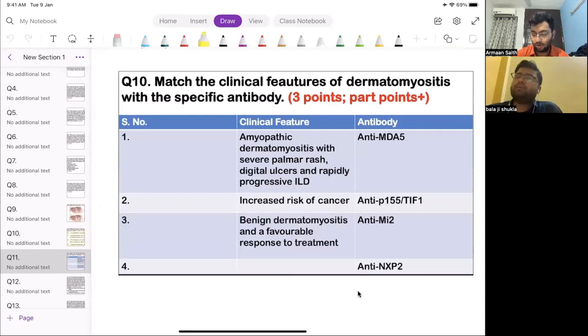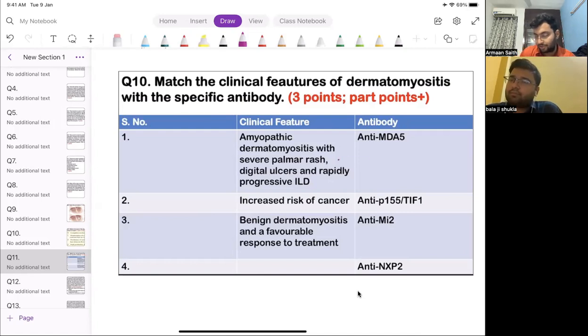Now we have a question on dermatomyositis. As you know, dermatomyositis is an autoimmune disease which affects both the skin as well as the muscle tissue. So there are various types of antibodies which have different presentations in dermatomyositis. As you can see, we have to match the clinical feature with the specific antibody. The first option is amyopathic dermatomyositis with severe palmar rash, vasculopathic ulcers, and rapidly progressive ILD. This is seen in patients having the anti-MDA5 or the anti-melanoma differentiation-associated gene 5 antibody.